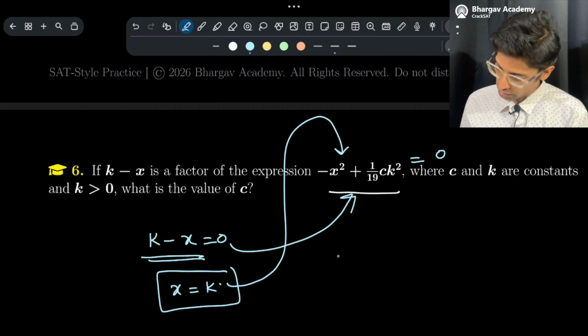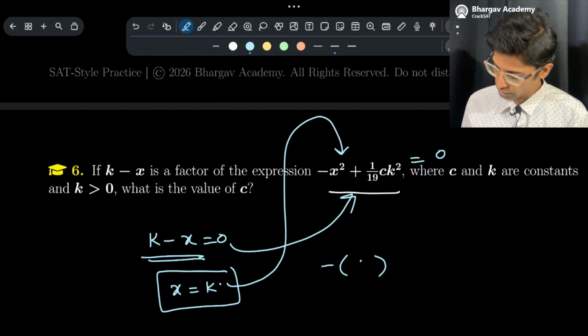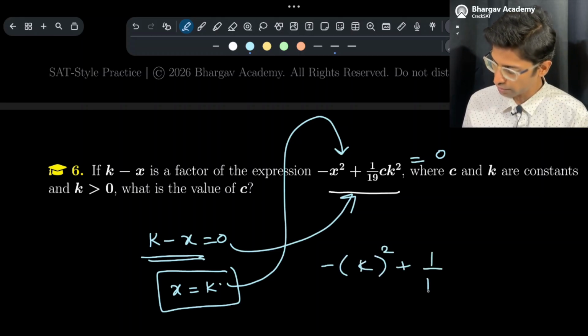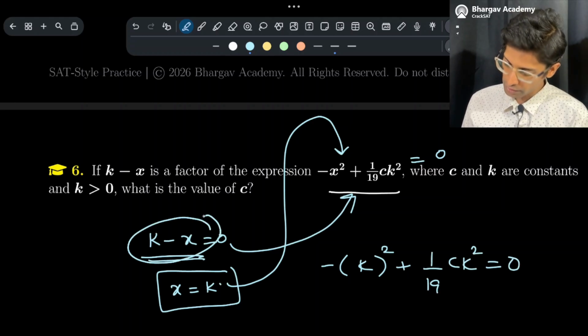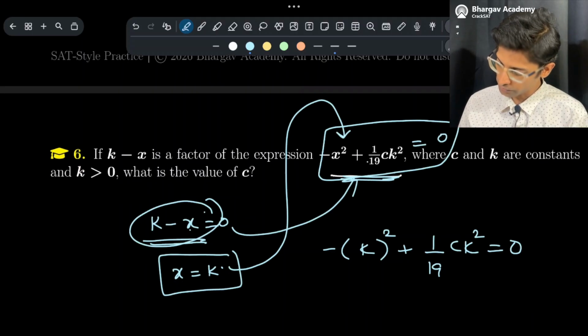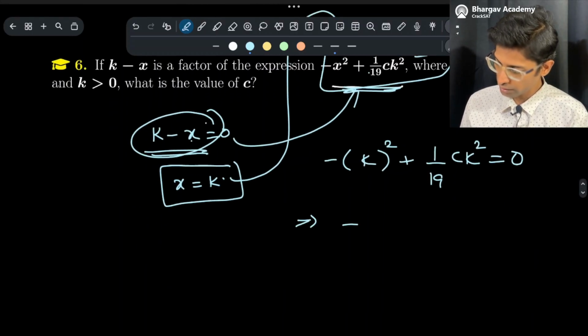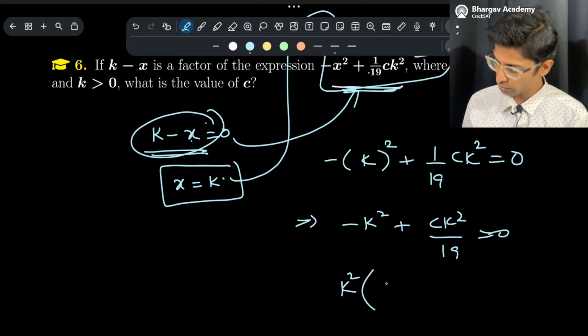All right. Now, so we have minus k square plus 1 by 19 into c into k square, which should be equal to 0 because k minus x is a factor of this expression. So if I substitute the value of x, this should be equal to 0. So what do we have? Minus k square plus ck square by 19 should be equal to 0. If I take k square common, I have c by 19 minus 1 should be equal to 0.